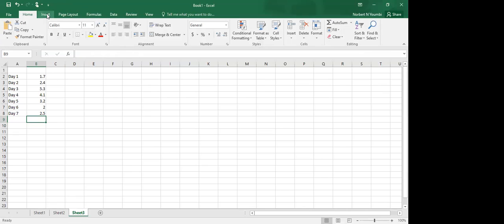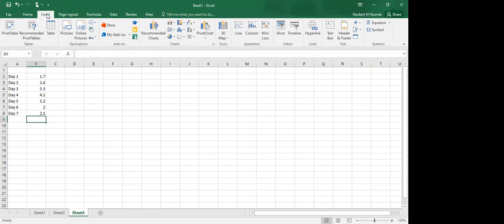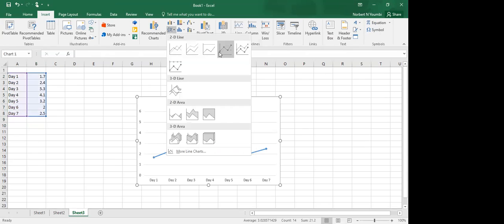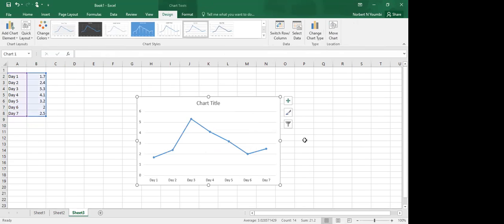We are going to make a graph. We have to remember that the time series graph is a line segment graph. So we will highlight the values and choose this, the line segment. And just choose this.